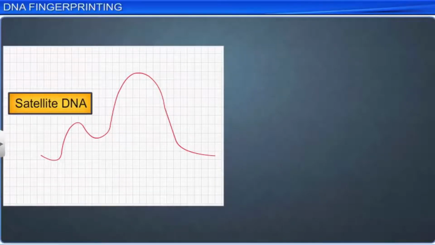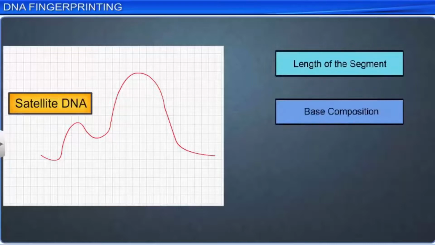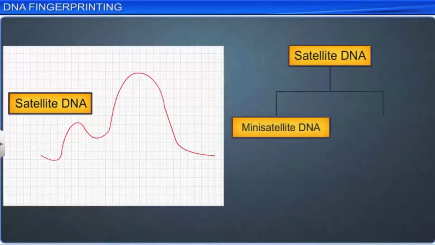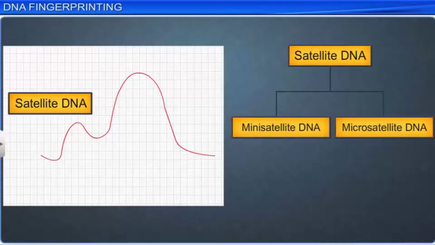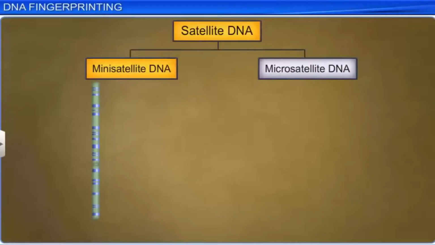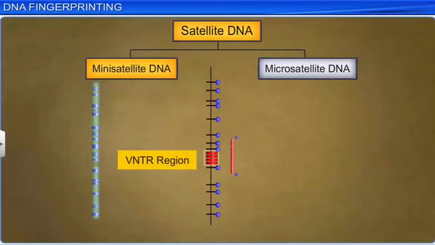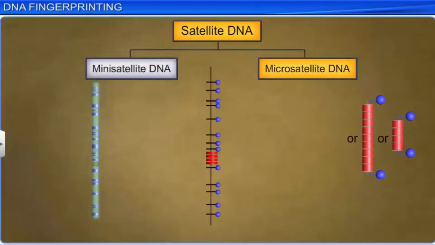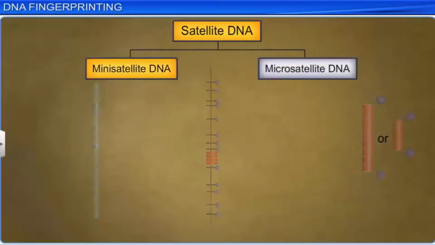Based on the length of the segment, base composition, and number of repetitive units, satellite DNA can be classified as mini-satellite DNA and microsatellite DNA. Mini-satellite is a section of DNA which has a variable number of tandem repeats, or VNTR. It has sequences of 15 to 100 base pairs repeated hundreds or thousands of times. On the other hand, microsatellite is a section of DNA which has tandem repeats of shorter sequences of 2 to 10 base pairs. Both mini-satellite and microsatellite DNA act as molecular markers in the DNA fingerprinting technique.